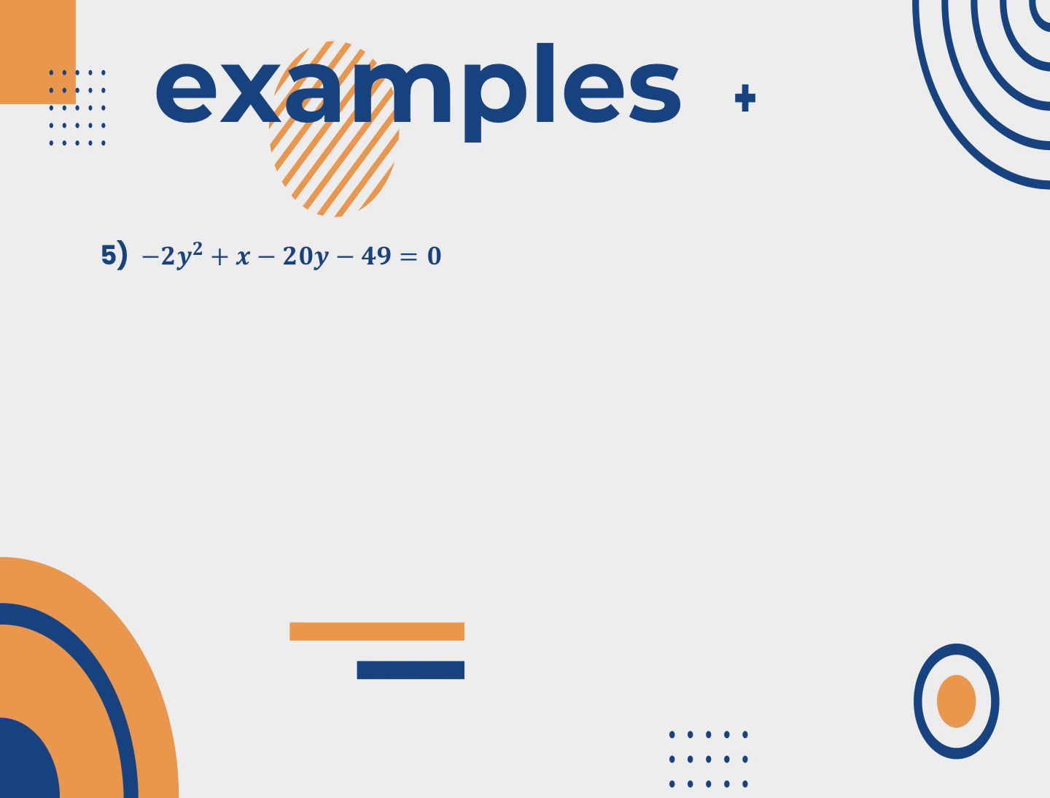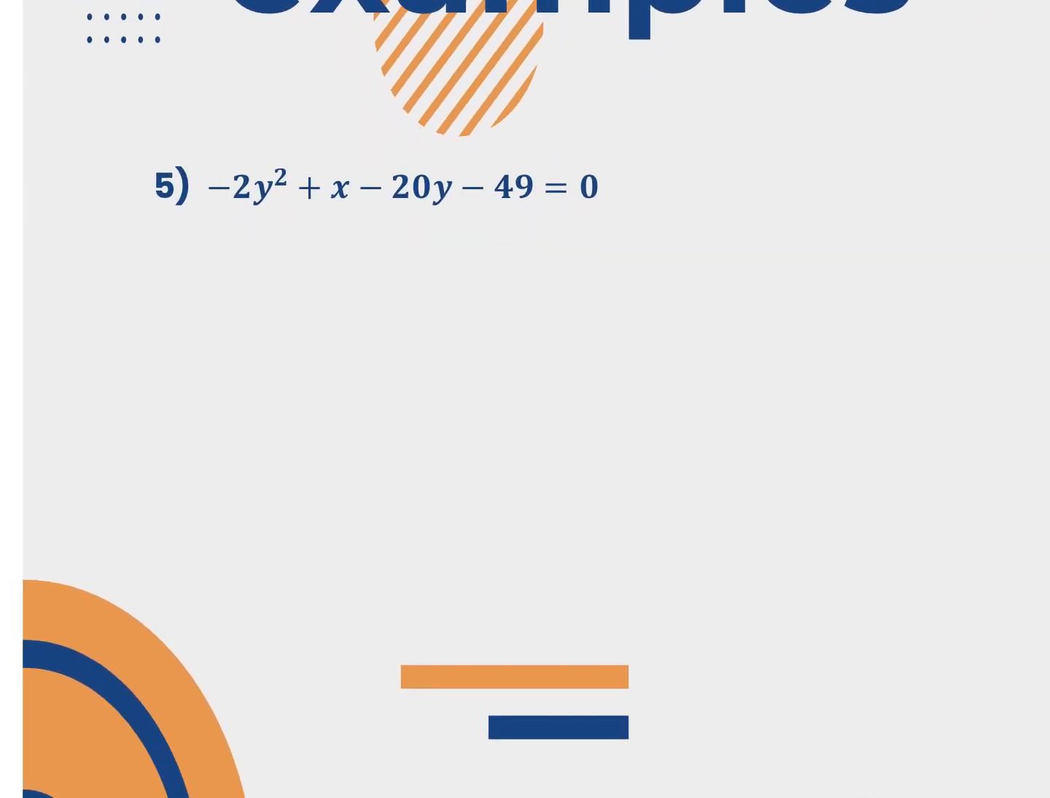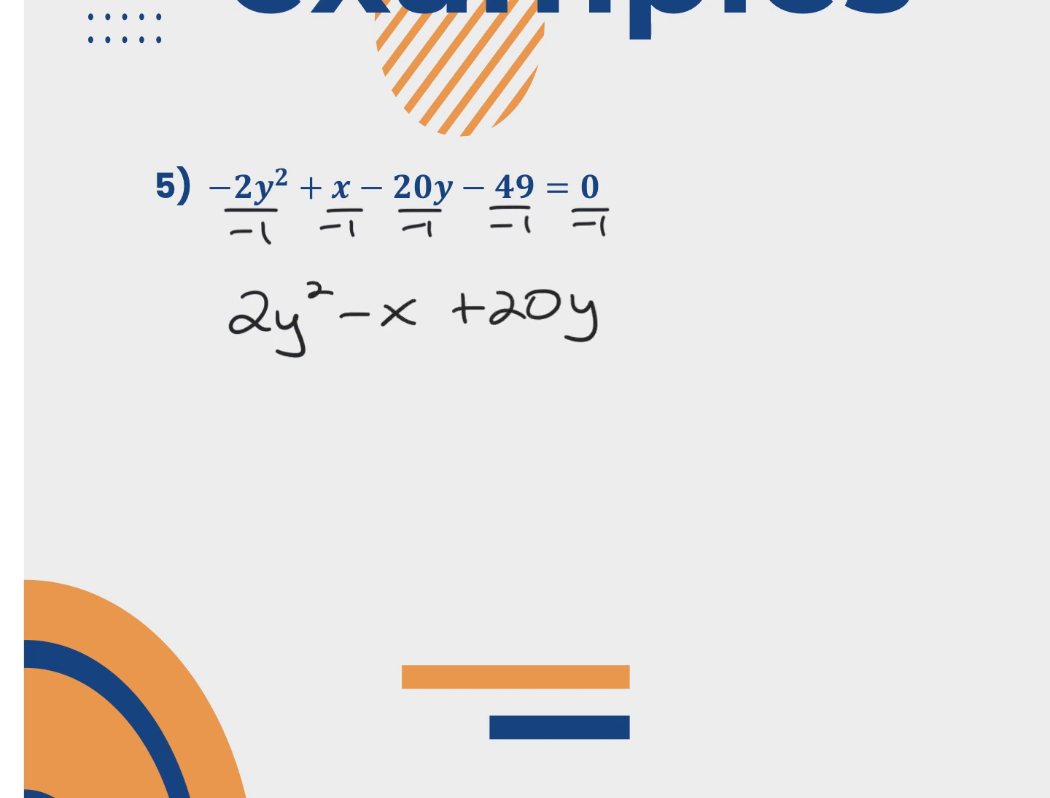Okay, so the next one, again, we're going to look for our squared variables. Since the negative 2y², I'm going to divide everything by negative 1 right from the beginning. Makes it a lot easier. So divide everything by negative 1. And then I don't need to put the GCF in front. So this becomes positive 2y² minus x plus 20y plus 49 equals 0.